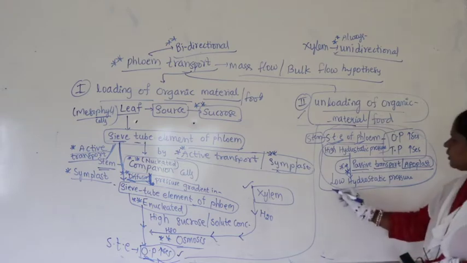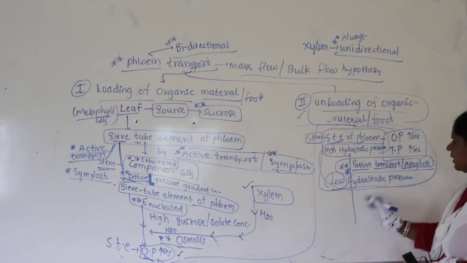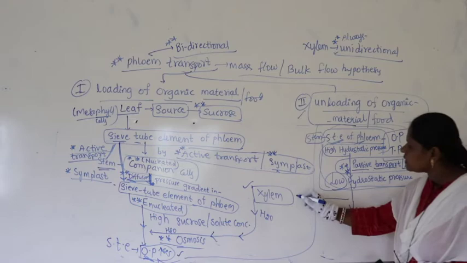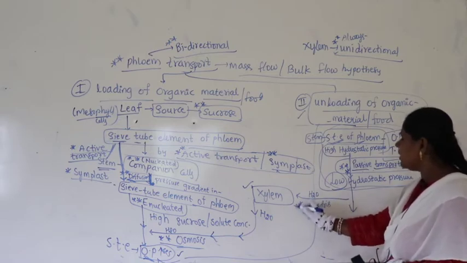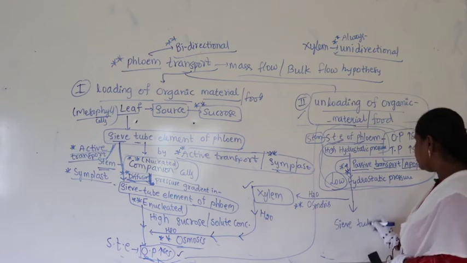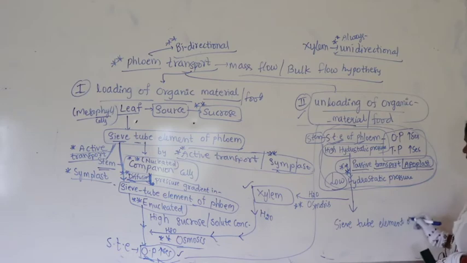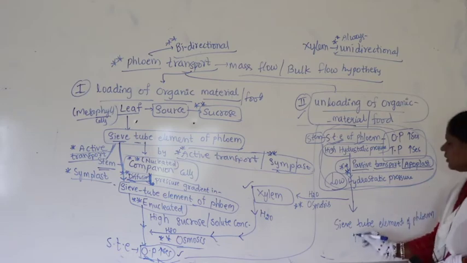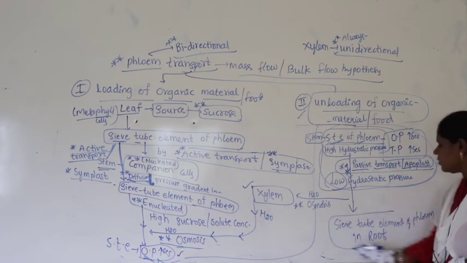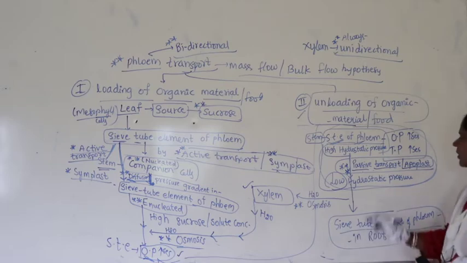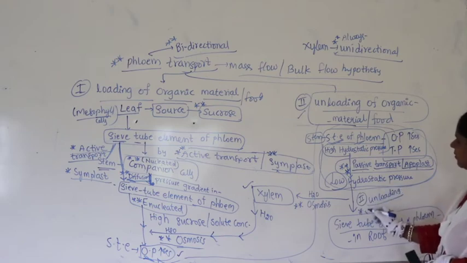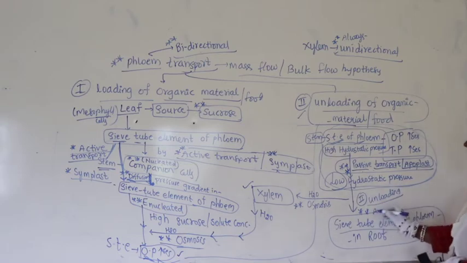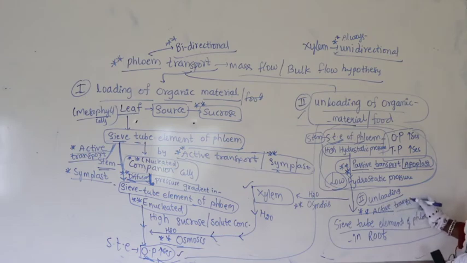Now, it reaches the lower part of the base, and again from here water goes back to xylem. Water is going back to xylem by osmosis, and the remaining solute particles enter a sieve tube element of phloem in the root. This is what is called the second step, unloading. We call this unloading of organic material. Remember, it also occurs by the process called active transport, or itself is called symplast.